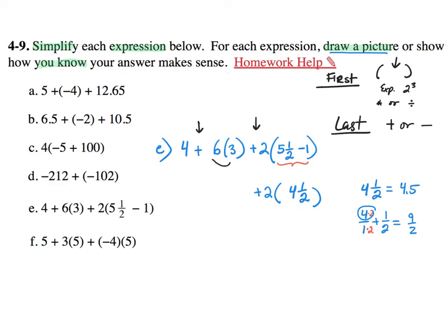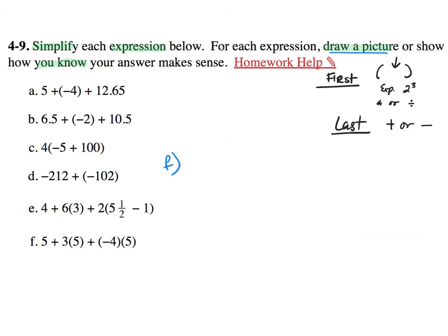And 6 times 3 is 18. Remember, we're not allowed to add the 4 and the 6 because of the multiplication of 6 times 3. So go ahead and double the number, but change this number to either the decimal or the fraction, and continue E on your own.